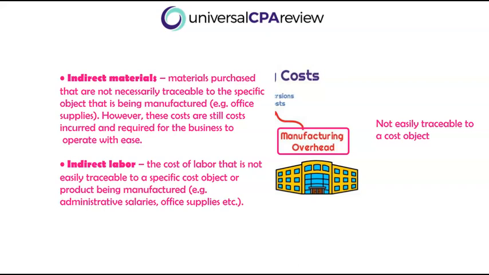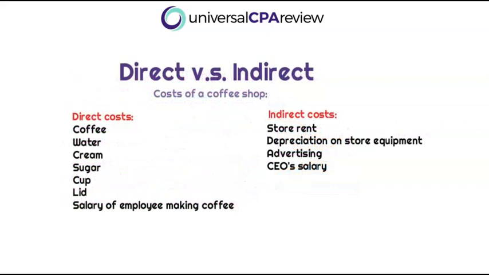Let's go through a quick example of what different direct costs versus indirect costs would look like. So let's say we're taking a look at a coffee shop, and we're comparing the differences between direct and indirect costs. It might look a little something like this. Direct costs can include things like the coffee itself, maybe those coffee beans, water, cream, sugar, cups, lids, and salaries of employees that are making the coffee.